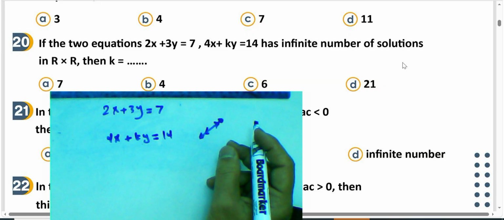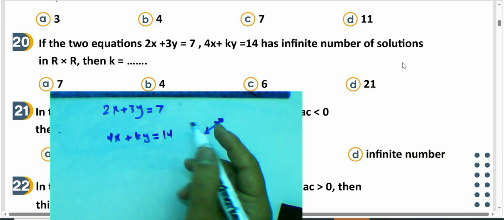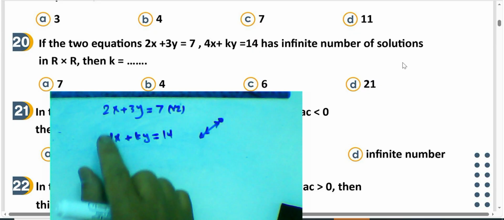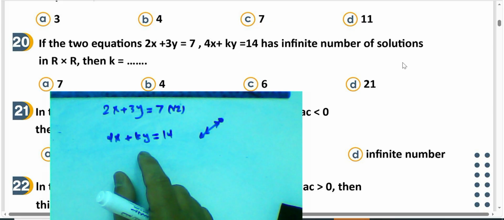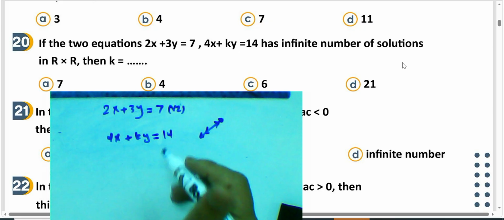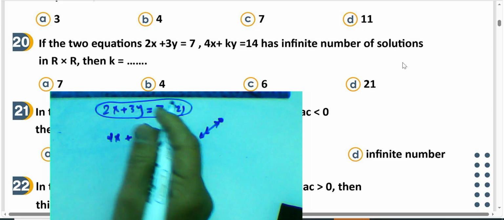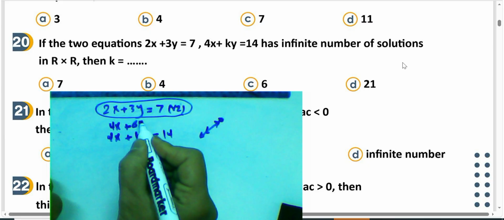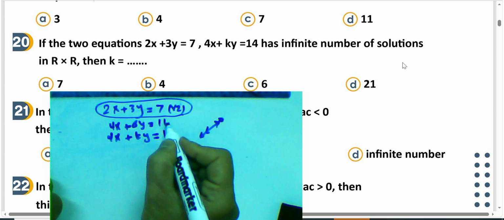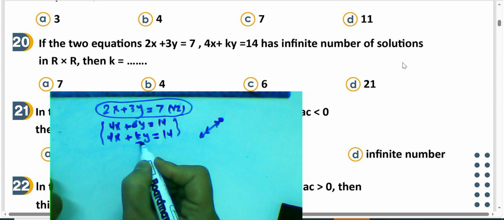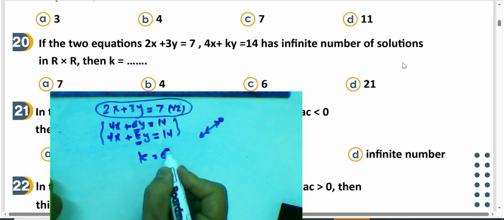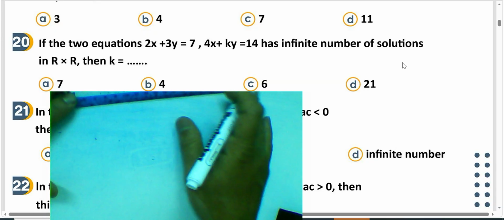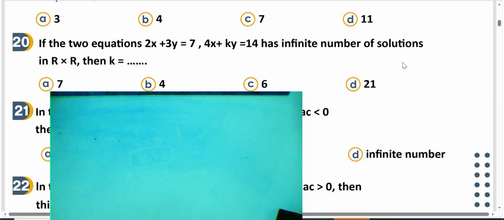Then we can multiply by 2. It means they are similar in all things: the coefficient of x like the coefficient of x, the coefficient of y like the coefficient of y, and the constant equal to the constant. So you must multiply all terms here by 2 to make it similar to the second equation. 2 times 3 equals 6, 2 times 7 is 14. They are equivalent, then the value of k will be 6, because they are coincident.